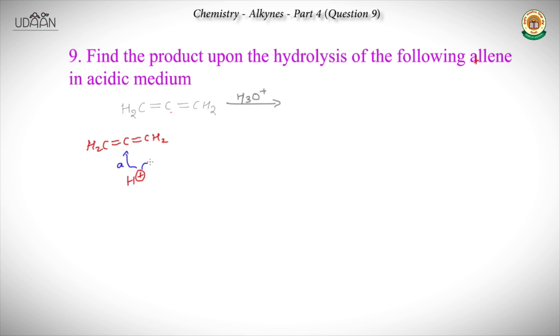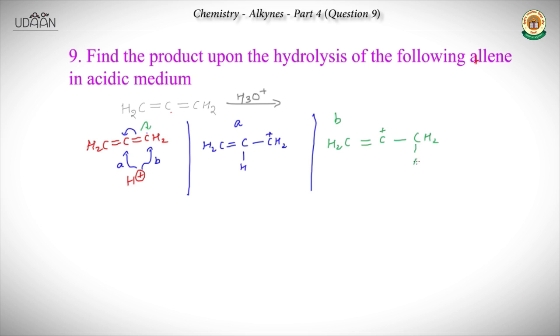It can attack on site A or site B of the substrate, let's say. Also notice that this site and this site are identical. So if it attacks on site A, the bond shifts in this direction and you get a positive charge here. You'll get H2C double bond C, H, CH2 and a positive charge here. Now, say it attacks on site B, you're going to get H2C because the bond is shifting in this direction now. Double bond C, positive charge on C, CH2, H, and H here.